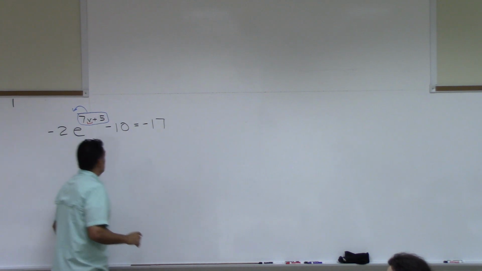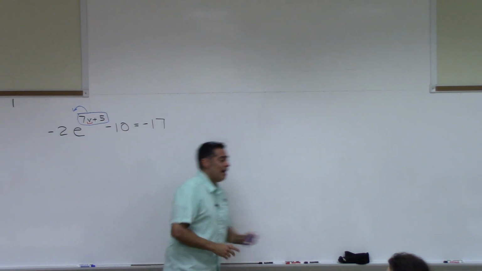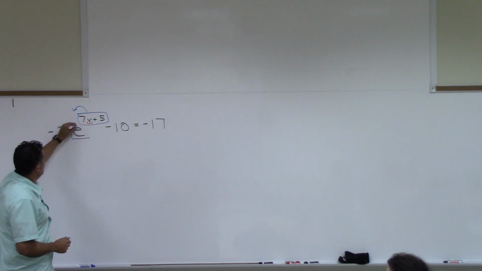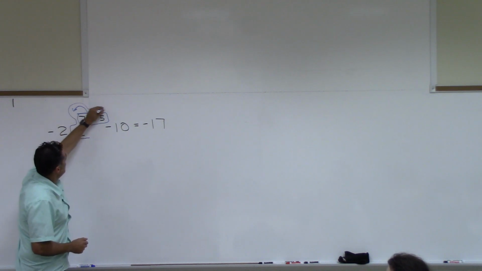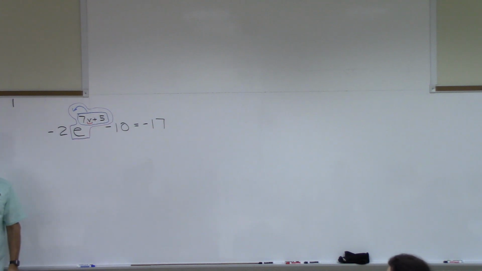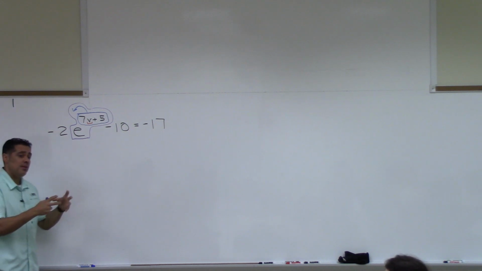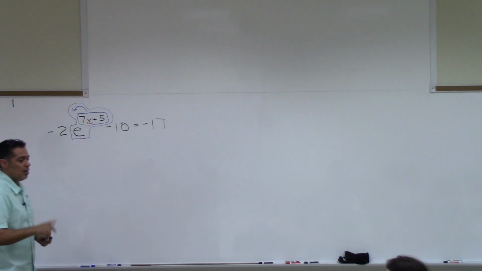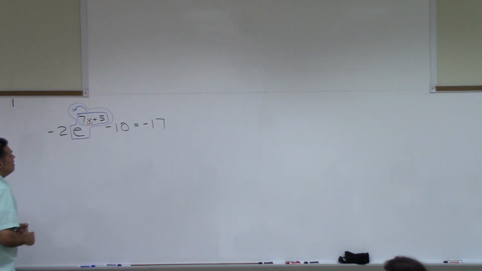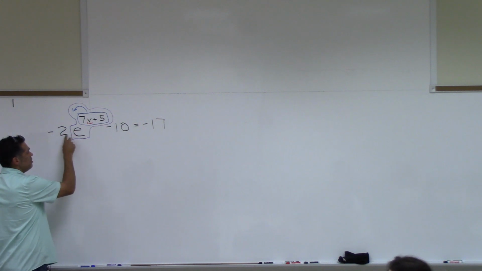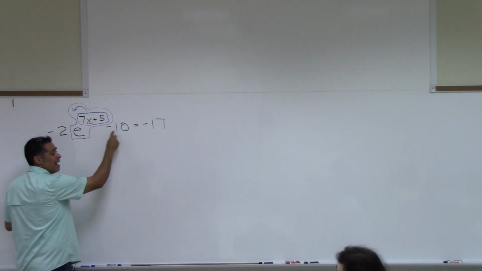So basically what I'm telling you is this. You have to get the thing that's being raised to a power, the e and everything up there, by itself on one side of the equation. Once you have that by itself, then you can bring in the natural log on both sides. So to do that, I have multiplication between these two. This is negative 2 times this, and then I'm subtracting 10.